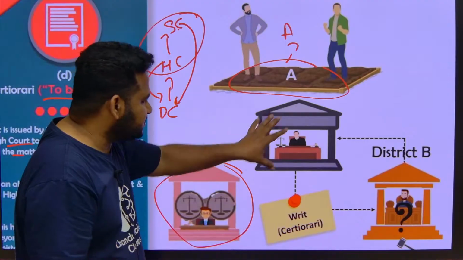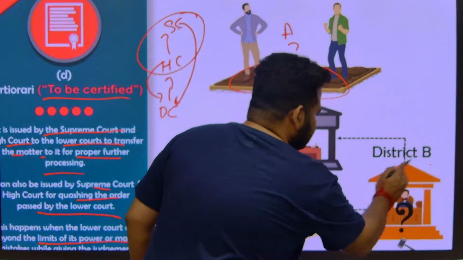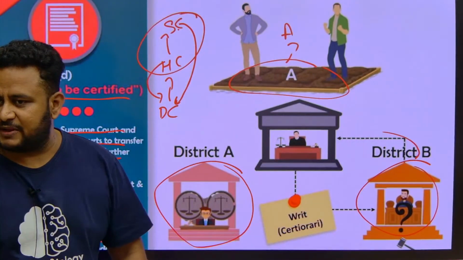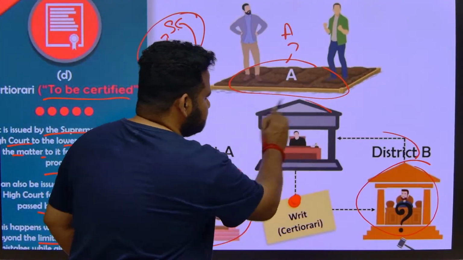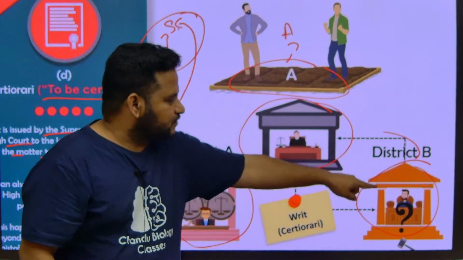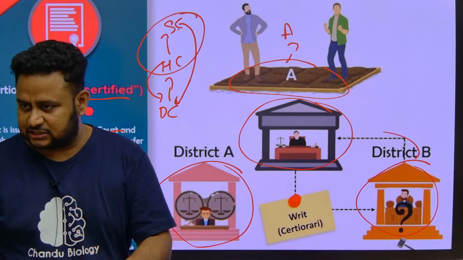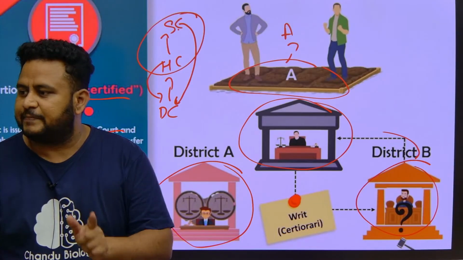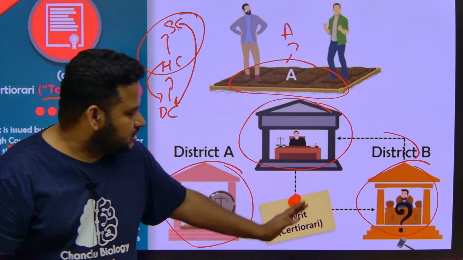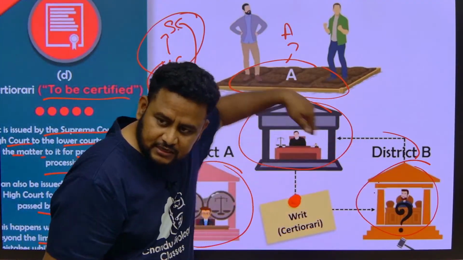Suppose instead of this, Shyam goes to district B, and district B processes the case and gives judgment. What will happen? That time the higher court, that is the Supreme Court or High Court, will say to district B, this is not under your jurisdiction. First of all, it is not under your jurisdiction, so you cannot pass any judgment. Okay, but the judgment is already passed. What will it do then?